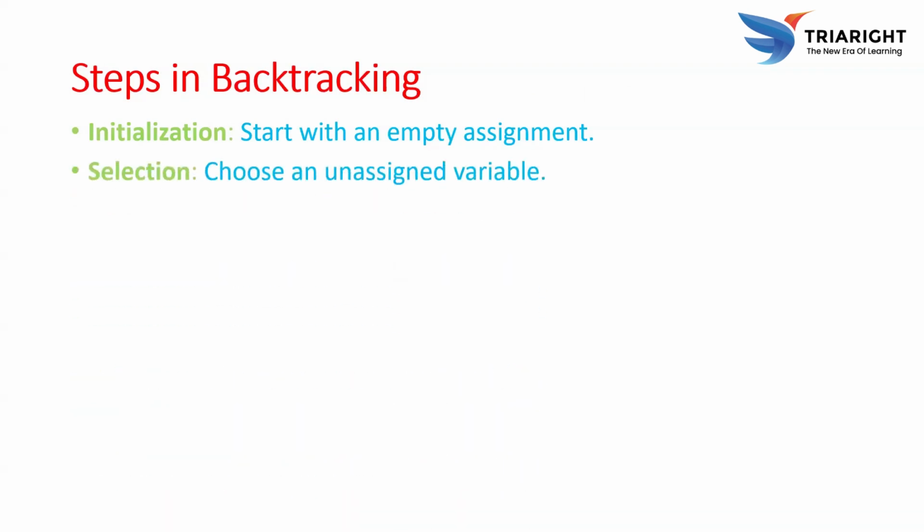Selection: choose an unassigned variable. At each step of the backtracking process, you need to decide which variable to try and assign a value to, right? There are various heuristics for doing this, such as the most constrained variable, and the degree heuristic. Assignment: assign a value to the chosen variable. Once a variable is selected, you then pick a value from the domain to assign to it. There can be a heuristic here as well, like the least constraining value, for choosing among neighboring variables.